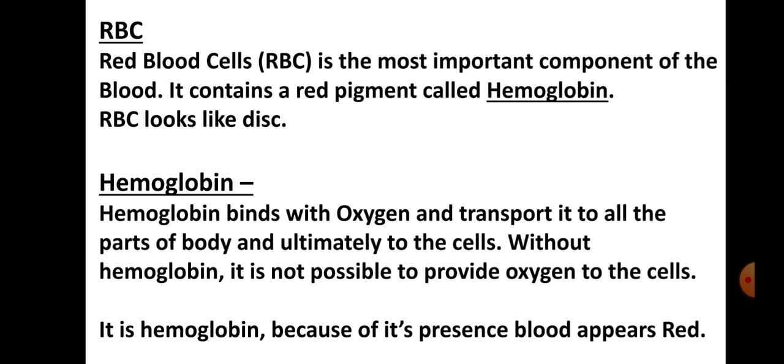First we will understand the RBC, or red blood cells. Red blood cells are the most important component of blood. They contain a red pigment called hemoglobin. Now what is hemoglobin? Hemoglobin binds with oxygen and transports it to all parts of the body and ultimately to the cells. Without hemoglobin, it is not possible to provide oxygen to the cells. Because of its presence, the blood appears red. So basically, hemoglobin allows the blood to appear red.